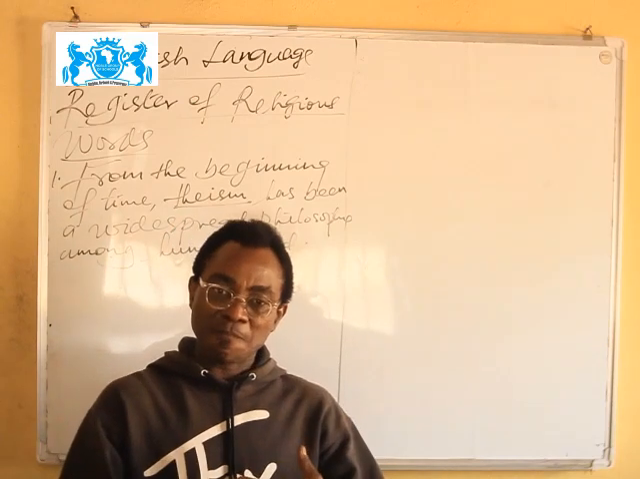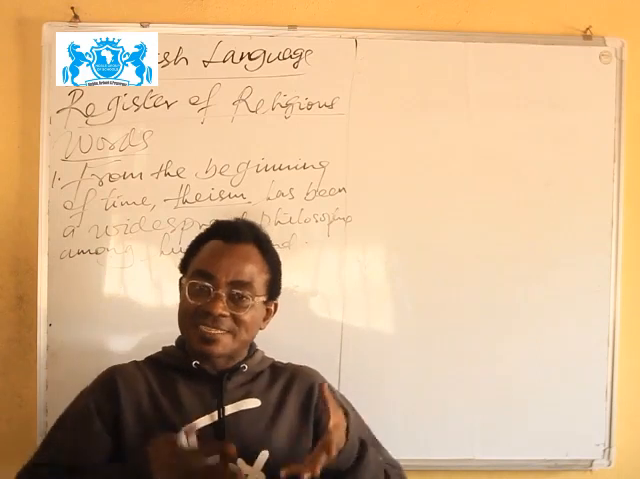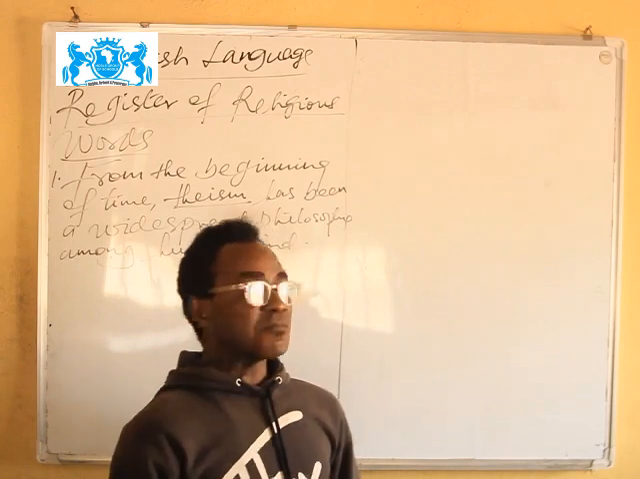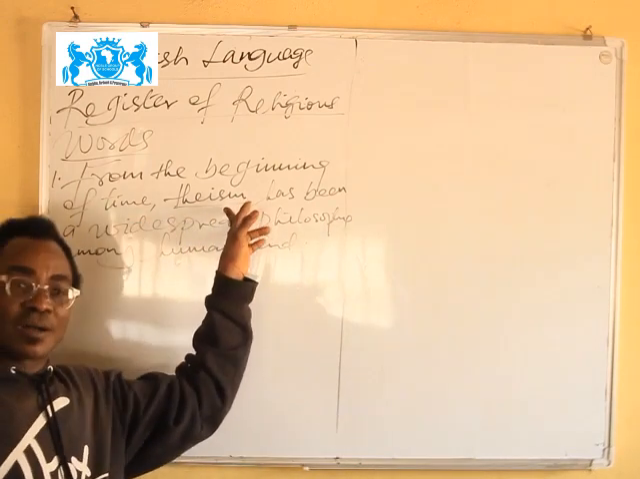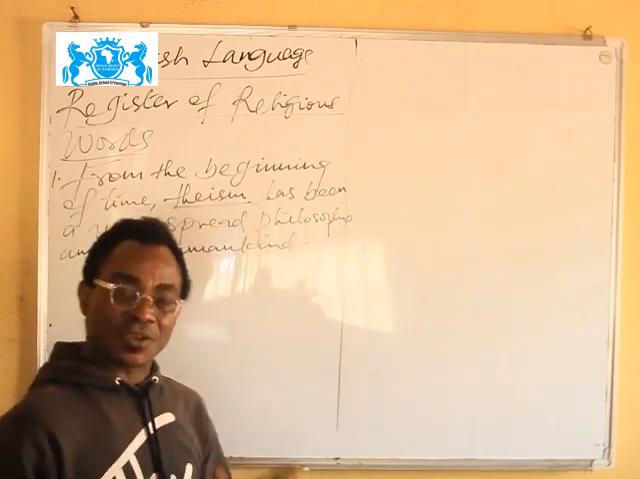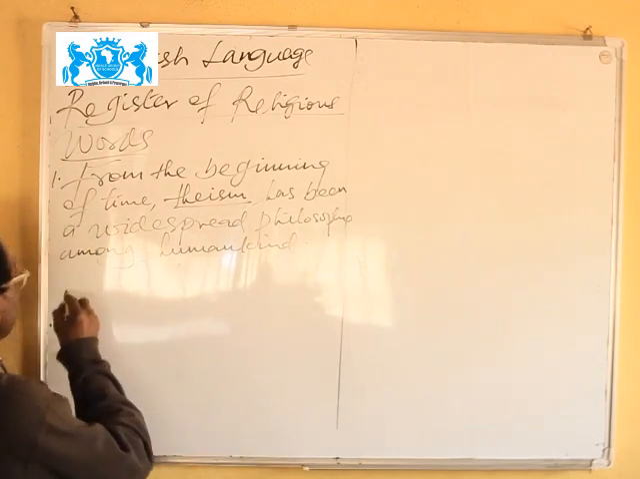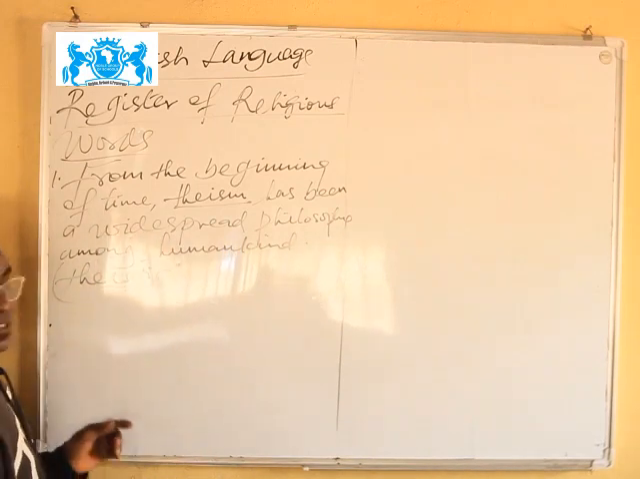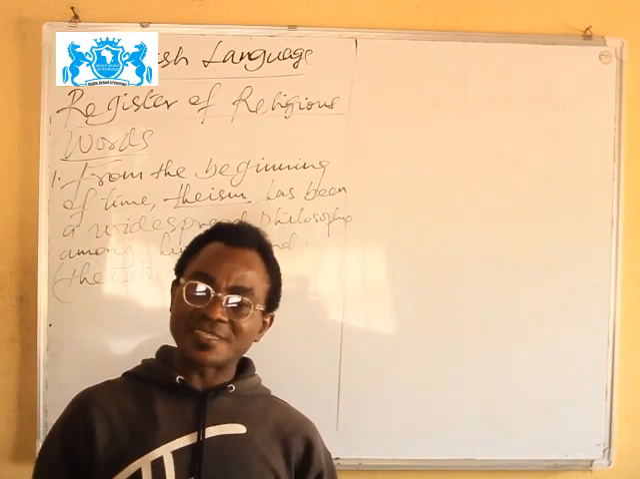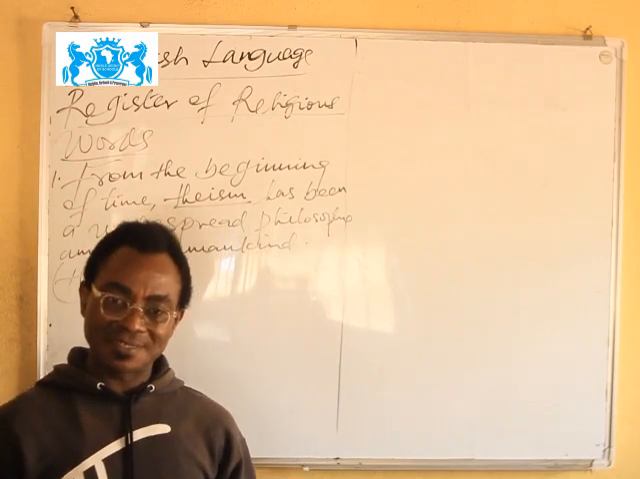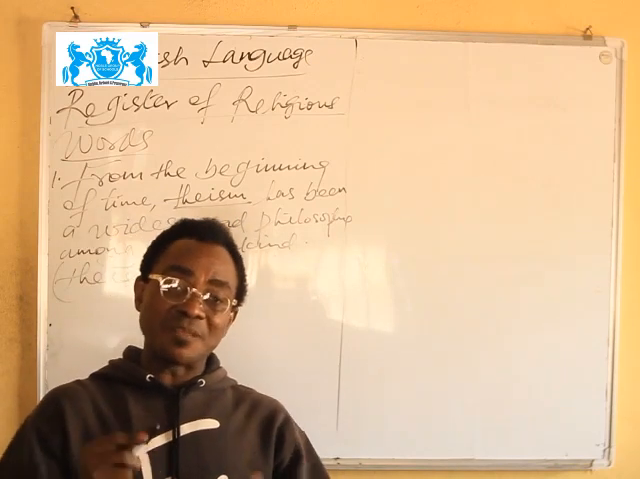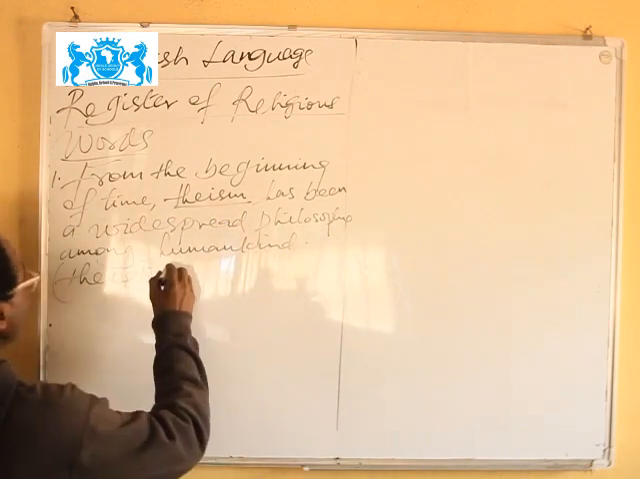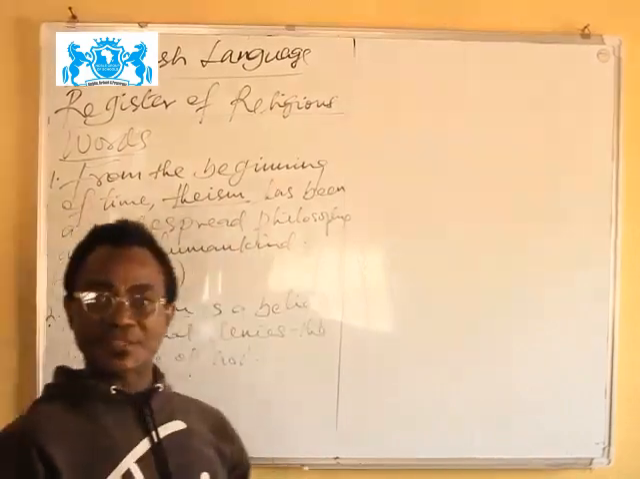That philosophy of believing in God, the acceptance that there is God and that He is the creator, that philosophy or that outlook in life is called theism. Now take a look at the word theistic, an adjective derived from theism. A theistic person believes that there is God. So that's what theism means.